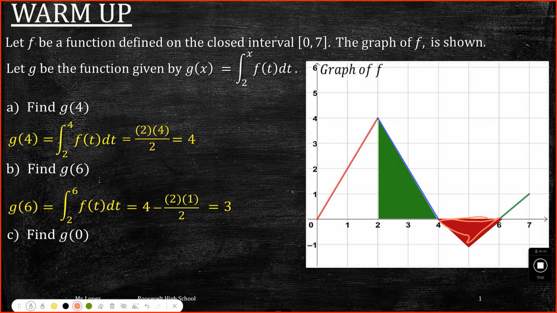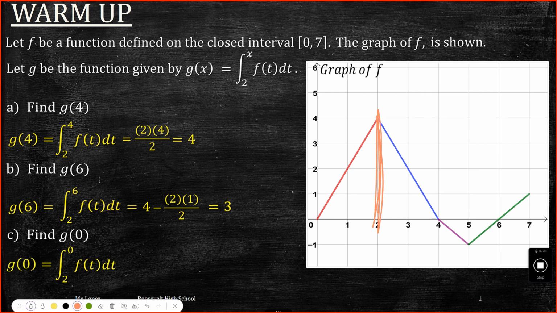G of 0. How do we do G of 0? See, we're right here again. So right here, and we're going to do the integral from what? From 2 to 0. What do you guys think the answer to this is? Anybody? What do you guys think the answer is? 4? 4?